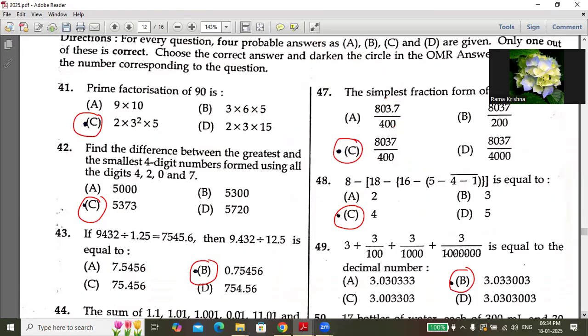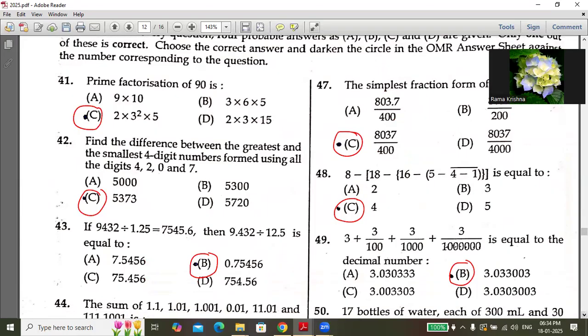You see, prime. Every question I have solved, you can see on the screen. So, prime factorization. By seeing the options itself, you can say this is wrong because 10 is not a prime number. Moreover, 15 is not a prime number, and 6 is also not a prime number. So these are not written by the method of prime factorization. So what is prime factorization? Expressing a number as a product of prime numbers.